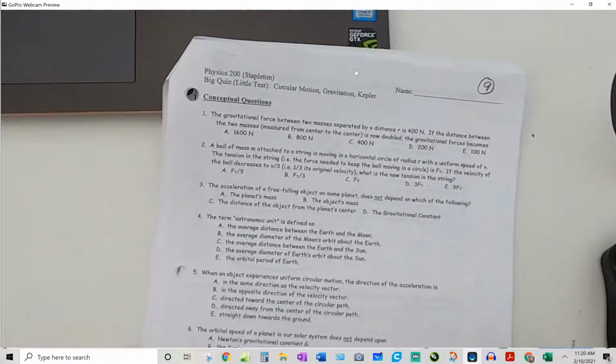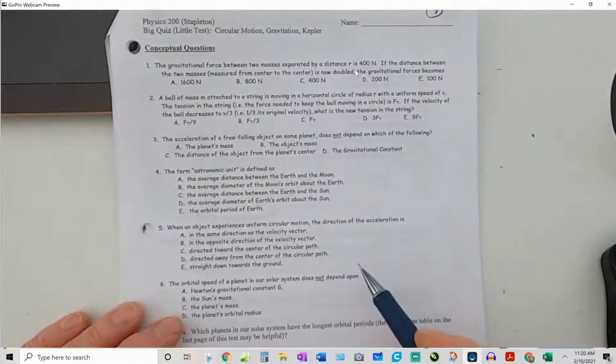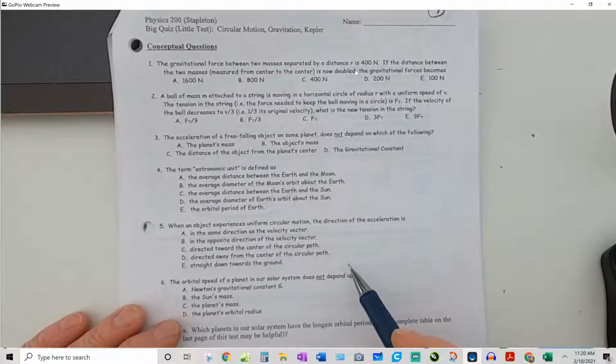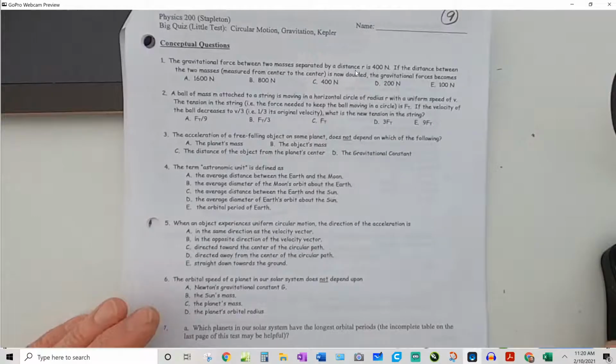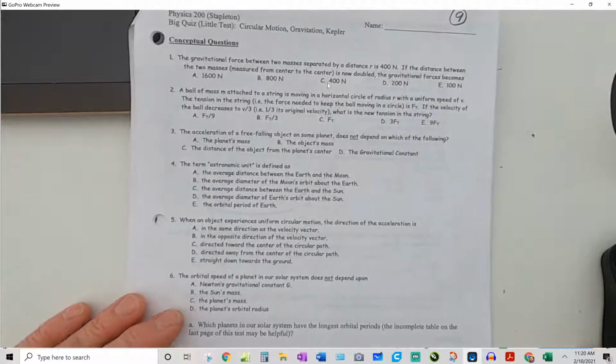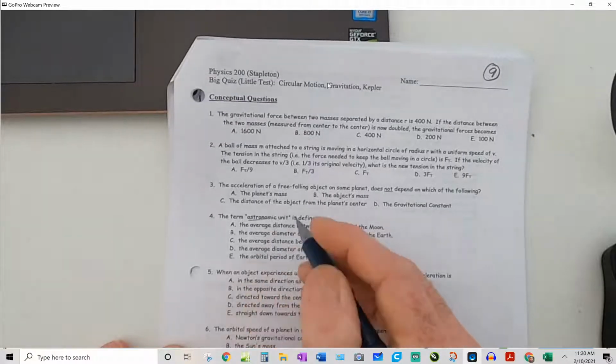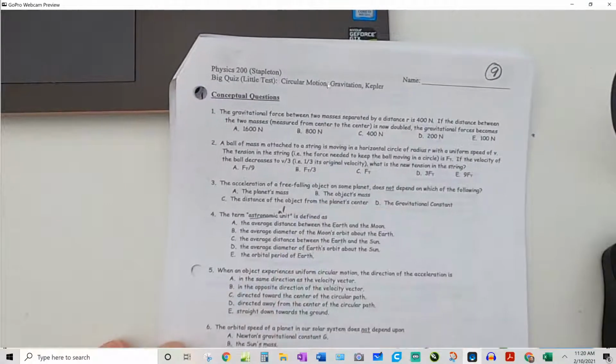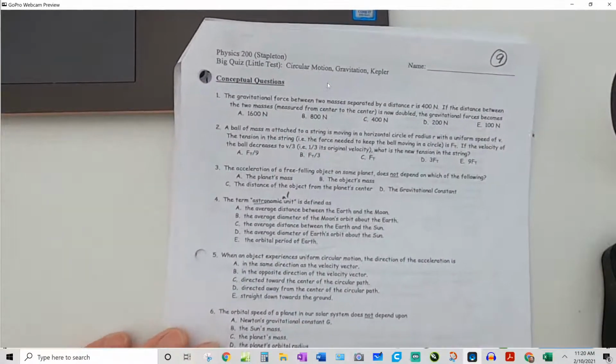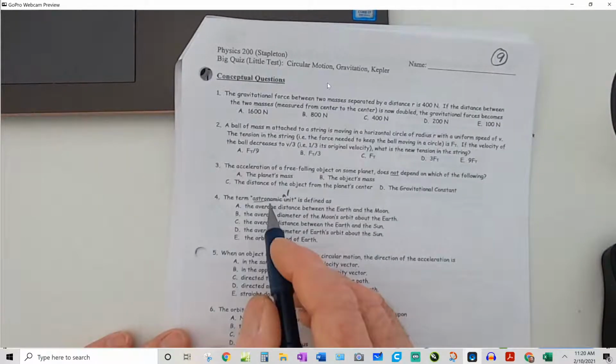The reason it's not the test anymore is because it's not as good as the test. Every question is fairer and better on the new test. A couple of things. This says astronomic. I don't know if that's my fault or if that's Mr. Pennington that did that, but that should be astronomical unit.